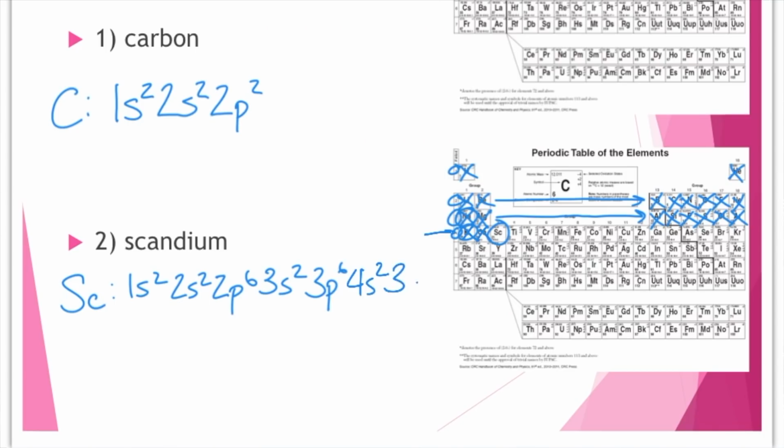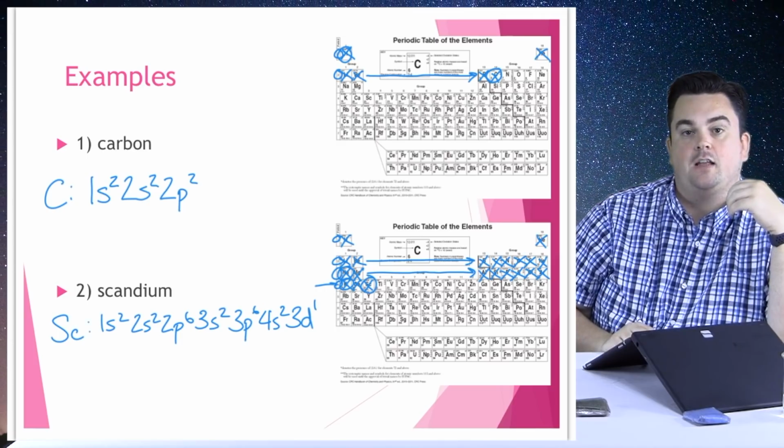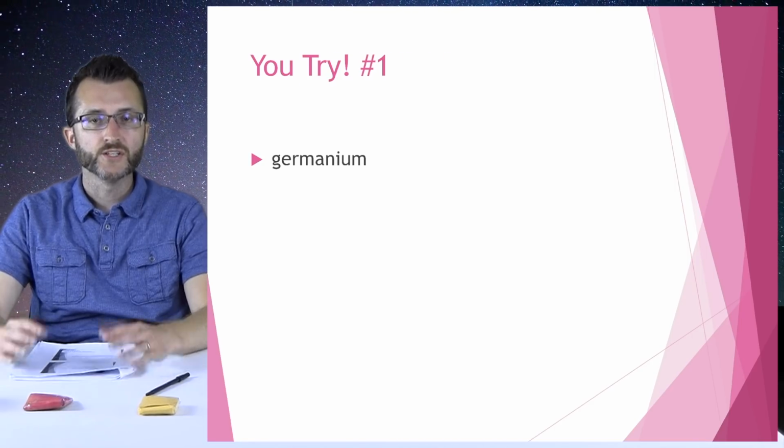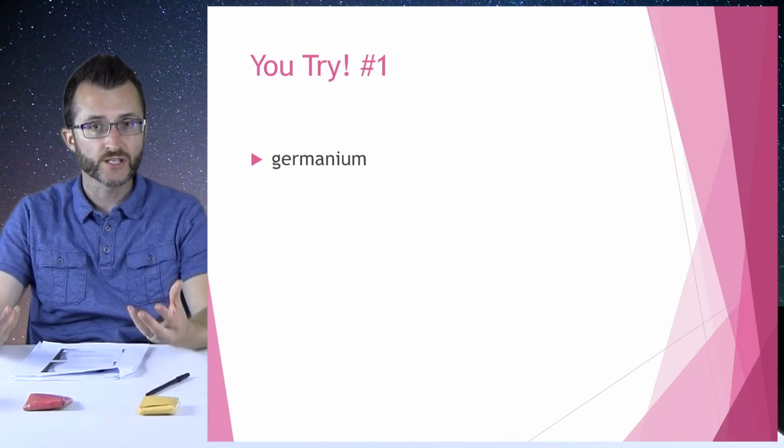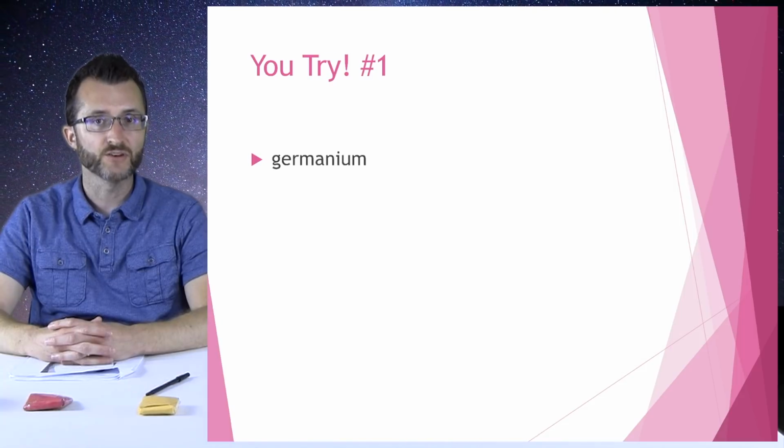3D. Good. 3D, and scandium's the first one, so just 1. Just 1 extra electron there. Very good. All right, I think I got it. You try number 1. You're going to write an electron configuration with sublevels for germanium. Be sure to use your periodic tables and count over.